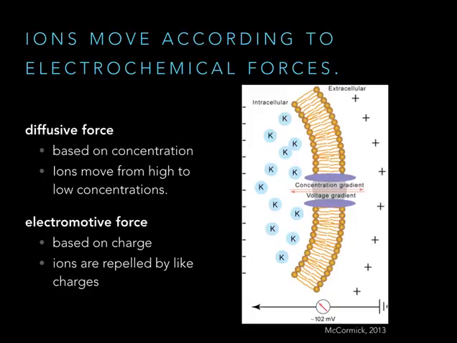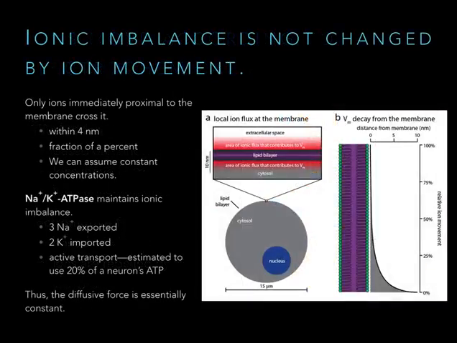However, recall that the inside of the cell is negative. The outside of the cell is positive. Potassium has a positive charge. Therefore, the electromotive force, so the charge interactions, are going to cause potassium to want to stay inside the cell. So there are two forces here, and depending on the membrane potential, these ions are going to move in different directions. It's really everything to do with the charge, because the actual diffusive force is constant.